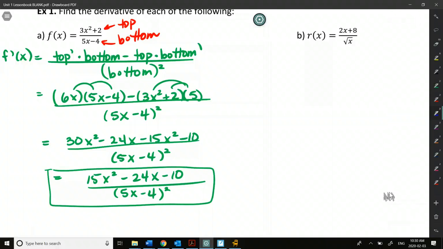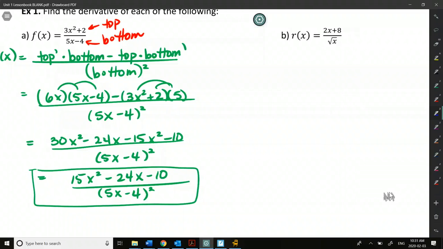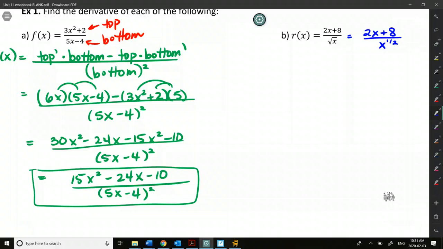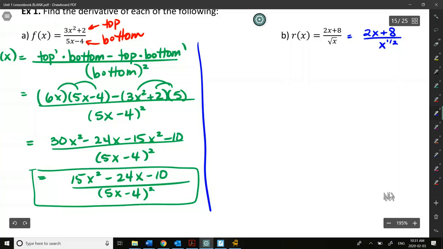Okay, any other questions on that one? Okay, let's take a look at the second one here. I might write this as x to the half, just so we can find the derivative a little bit more easily.